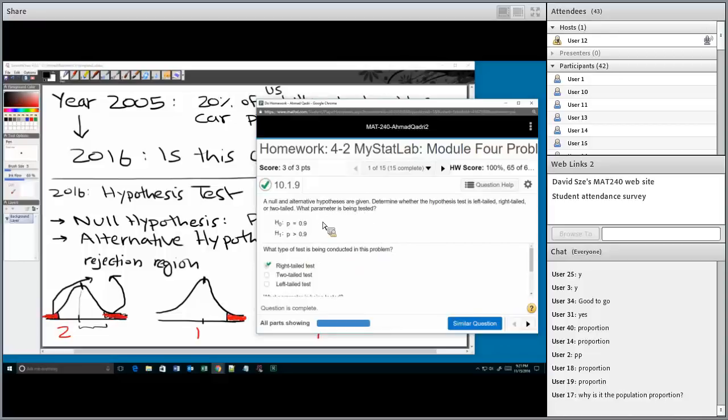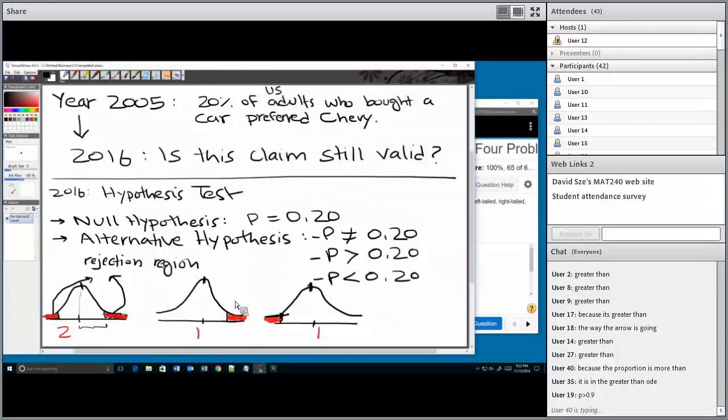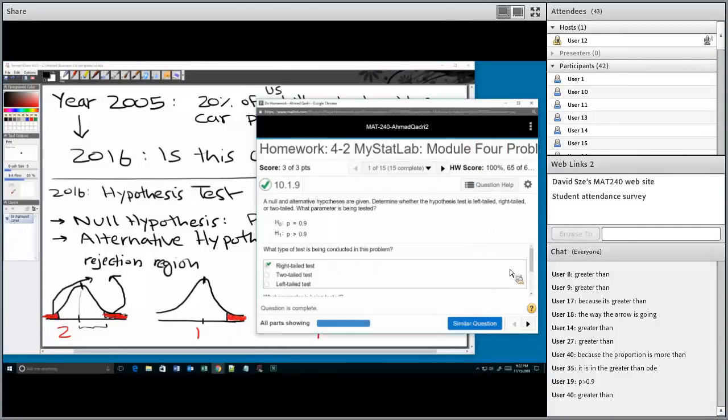So what is the parameter? Population proportion. What kind of a test do we have? The answer is obviously right-tailed. But how do you know it's a right-tailed test? Yes, you look at the alternative hypothesis and you see that there's a greater than sign. So it's a one-tailed test where the tail is on the right side. So it is this case here.